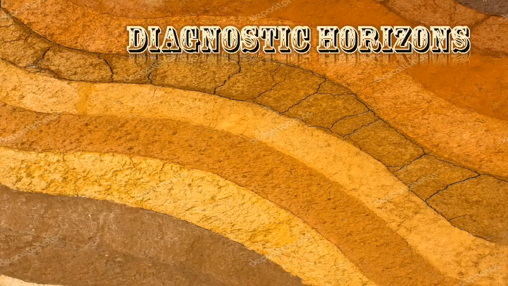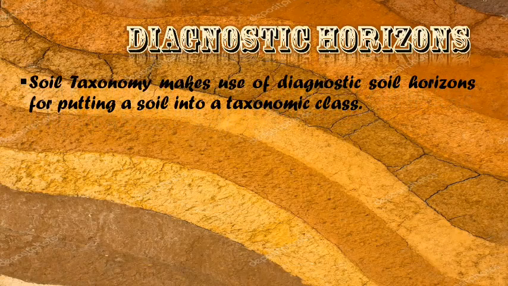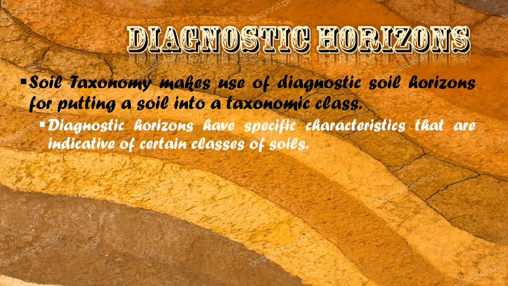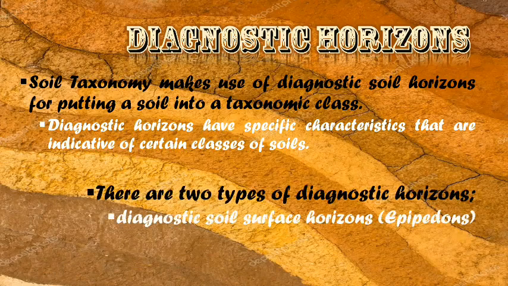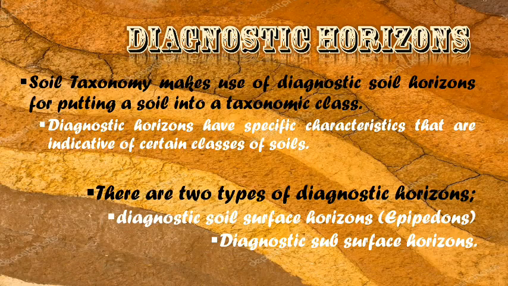Let's have the diagnostic horizons. The soil taxonomy makes use of diagnostic soil horizons for putting a soil into a taxonomic class. Diagnostic horizons also have specific characteristics that are indicative of certain classes of soils. There are two types of diagnostic horizons. The first one is diagnostic soil surface horizons, or what we call the epipedons. The second one is the diagnostic subsurface horizon.